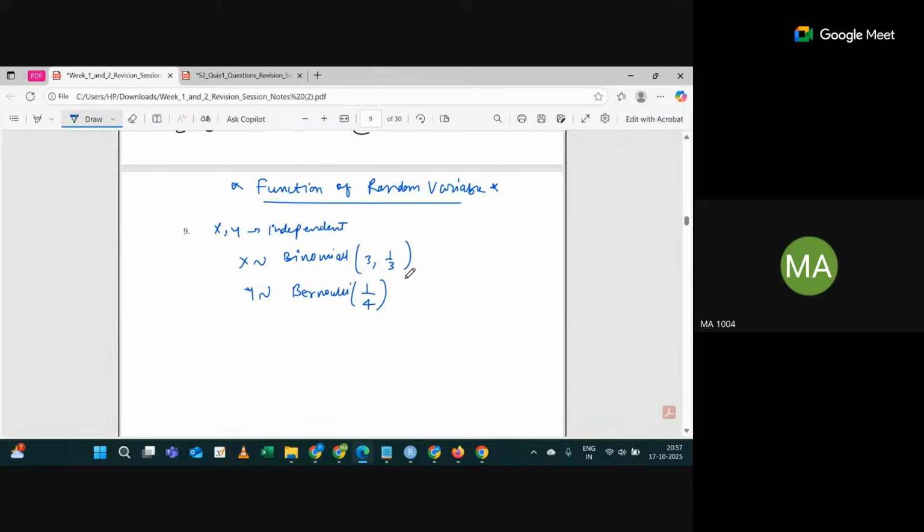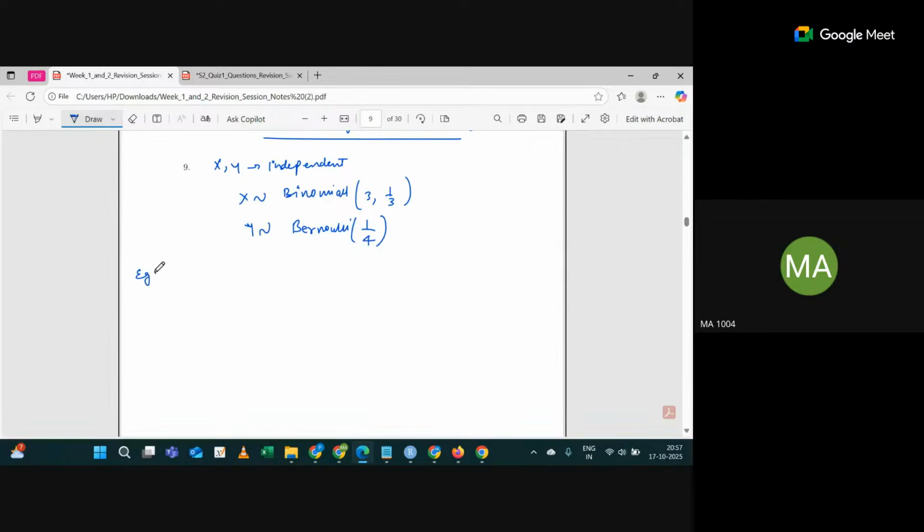Now suppose this is the situation, and I'm defining a random variable z1 equal to x plus y, and my question is to find the PMF of z1. To know the PMF of z1, you should know the range of possible values z1 can take and the corresponding probabilities. Yes or no?